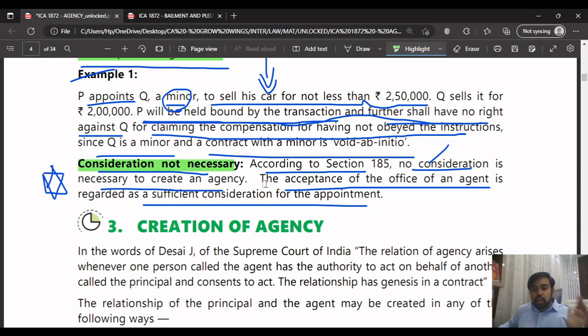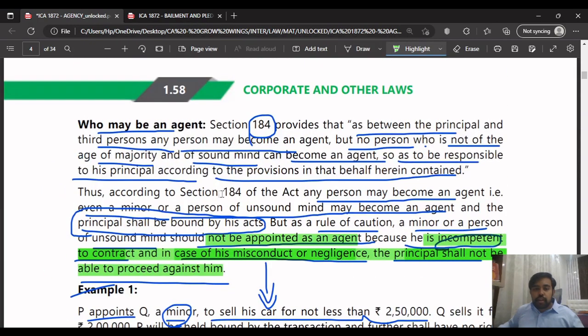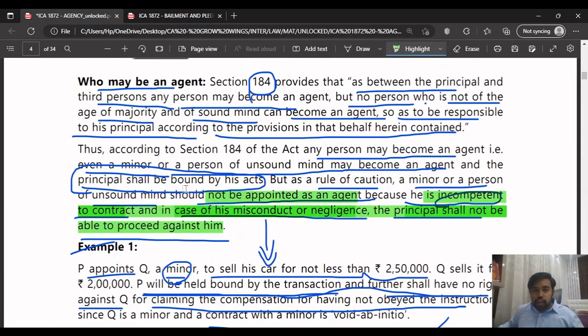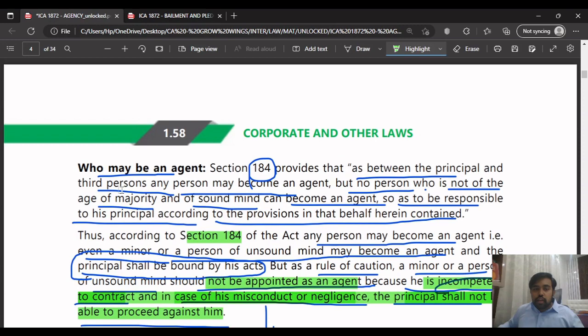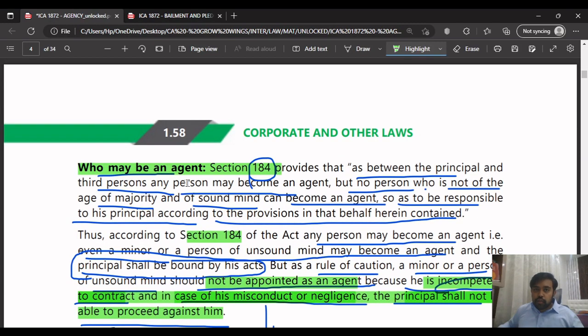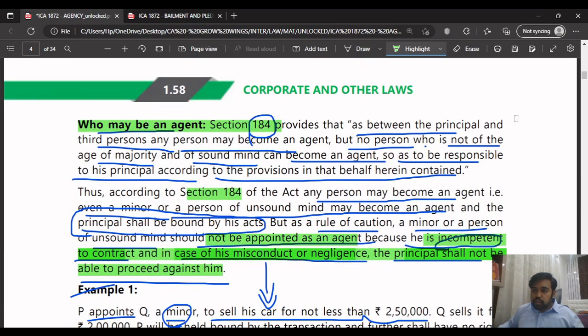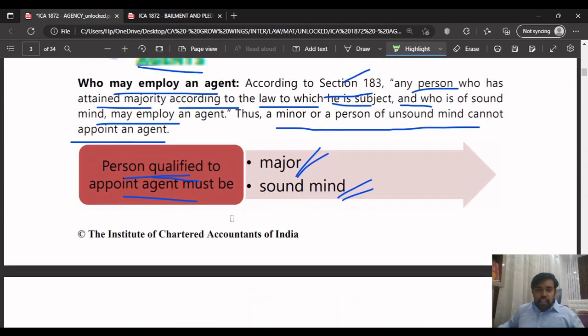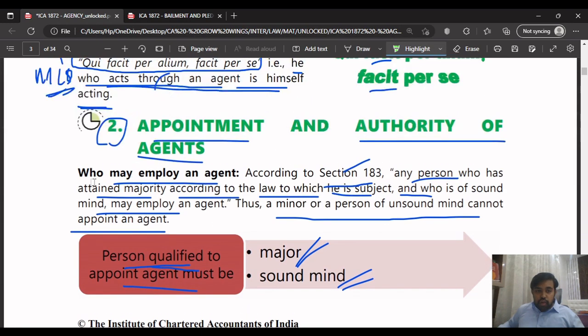Consideration is not necessary, and according to section 185, no consideration is necessary to create an agency. The acceptance of the office of an agent is sufficient consideration for the appointment. These points are also very important, which I have marked here. Section 184 gives who may be an agent, and you don't have to remember this part. Fine. Next, coming to this, here also this concept is very important. Who may be an agent? Who may employ an agent? Principal, section 183.